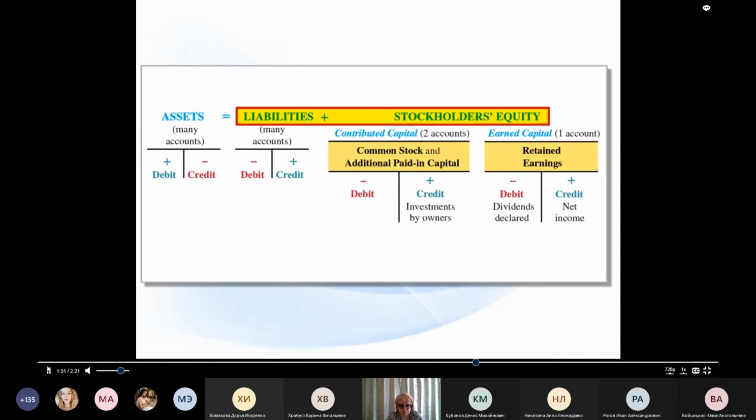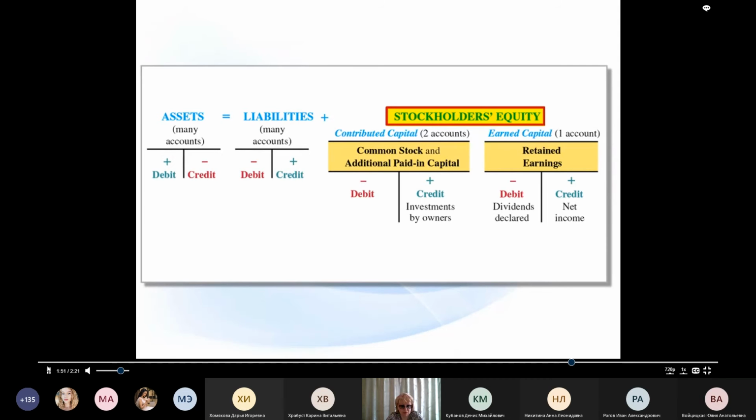Liabilities and stockholders' equity are on the opposite side of the accounting equation. So to keep things in balance, the rules for debits and credits are the opposite. For liabilities, such as accounts payable, increases are recorded with credits and decreases are recorded with debits. Stockholders' equity accounts follow the same rules as liabilities.